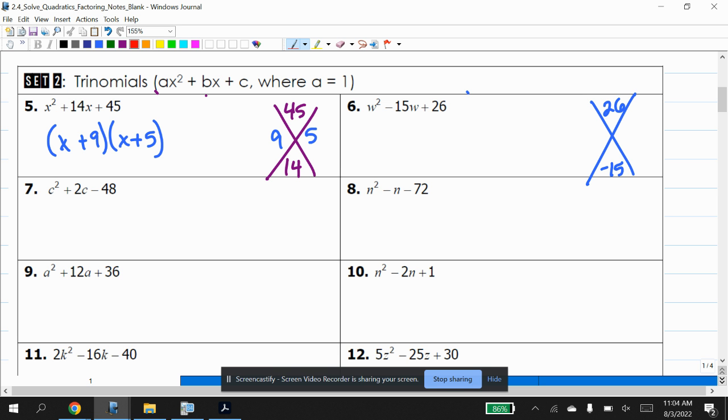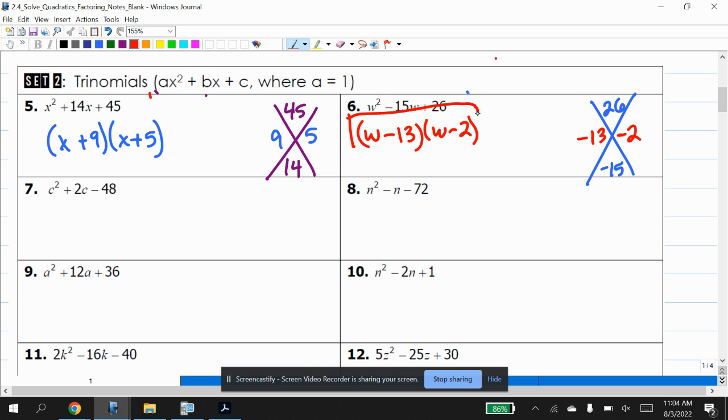Positive 13, positive 2? Oh, it's negative 15. Negative 13 and positive 2? No, negative 15. Negative 2, yeah, because it's got to multiply to be a positive 26 and add to be a negative 15. So 1 times 26 gets me that positive 26 up top, negative 15 in the bottom. So we've got to have double negatives, and we can take that shortcut. Because it's a negative 13, we're going to do W minus 13 and W minus 2.